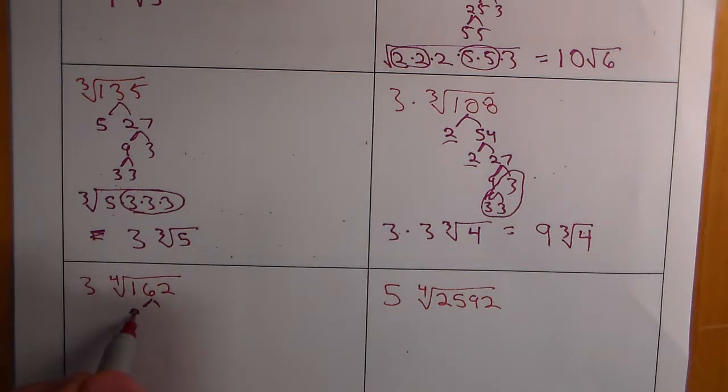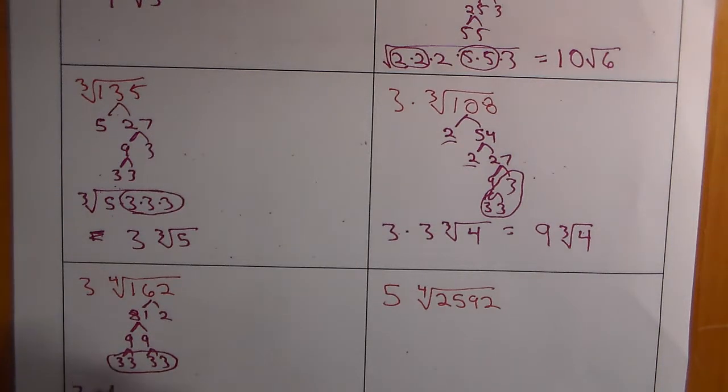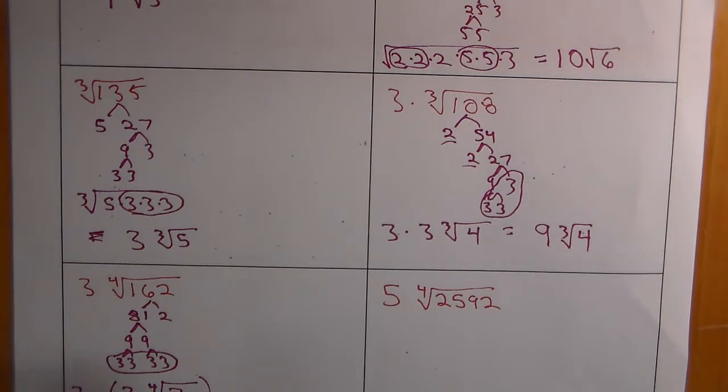For 162, I have 81 times 2. 81 is 9 and 9, which eventually gives me 4 3's. This set comes out to be 3 times 3 4th root of 2. Now, I've finally gotten to a 4th root. All I'm changing is the number of sets that I'm looking for. And I looked for 4, I have my 4. 3 times 3 gives me 9, so I say 9 4th root 2.